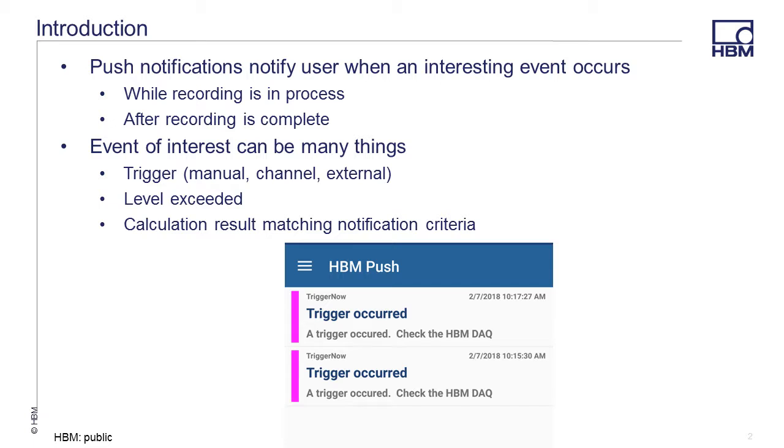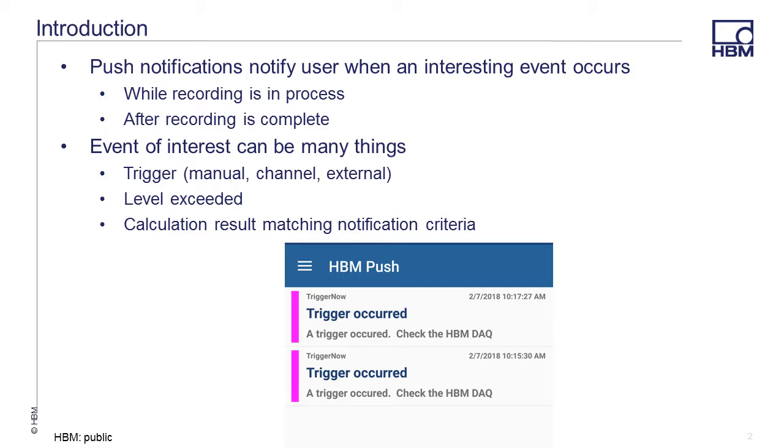One of the newer features in Perception's Macro Manager is the ability to create a push notification. That is, a user can configure Perception to notify them when something of interest happens. The user decides the conditions that result in the push notification being sent. The event of interest can be a wide variety of things.